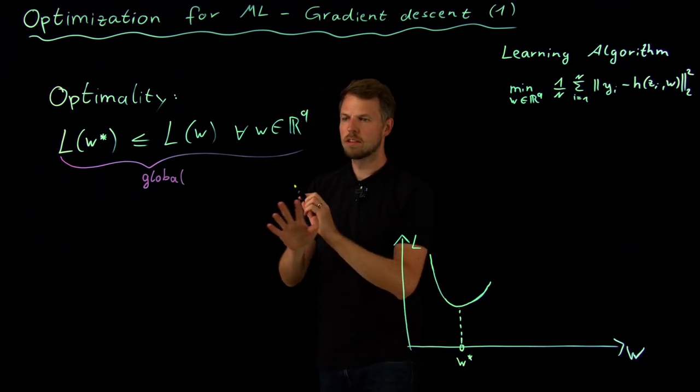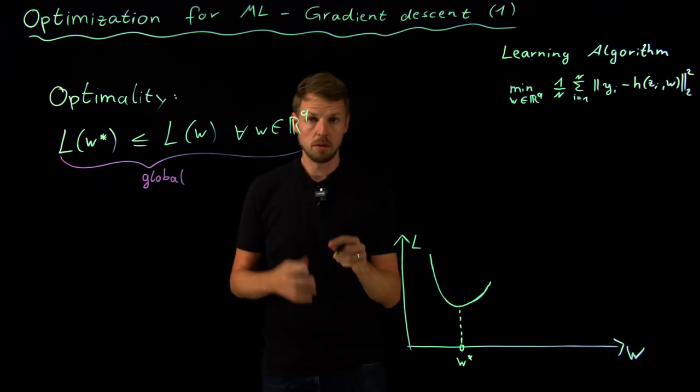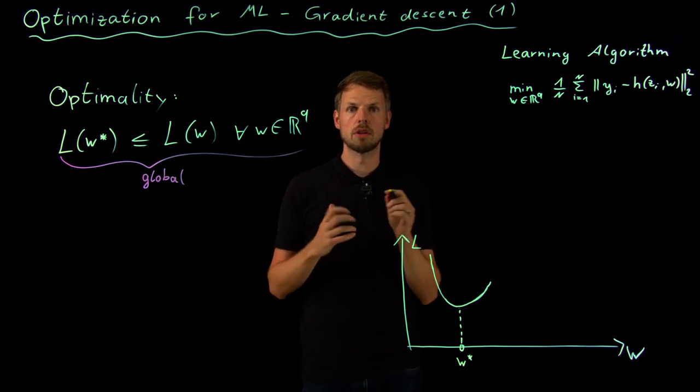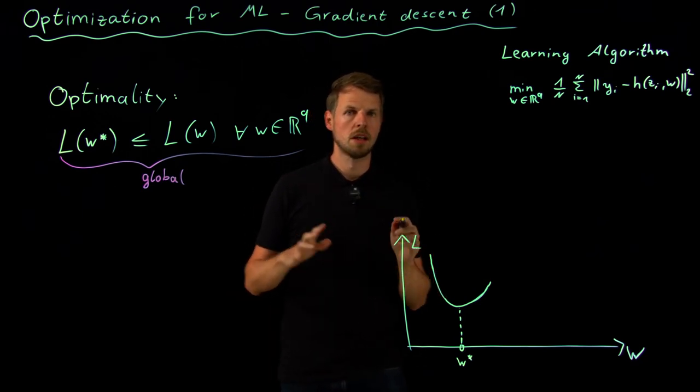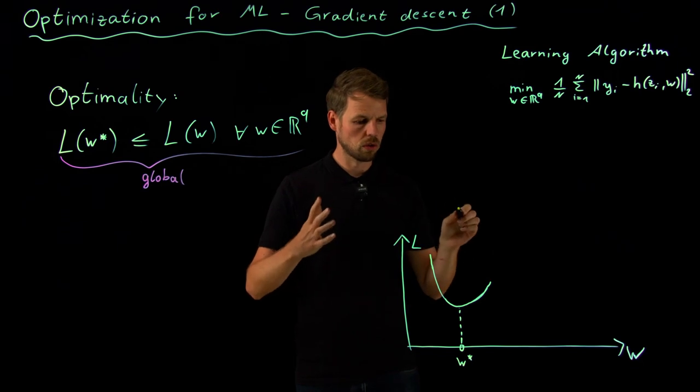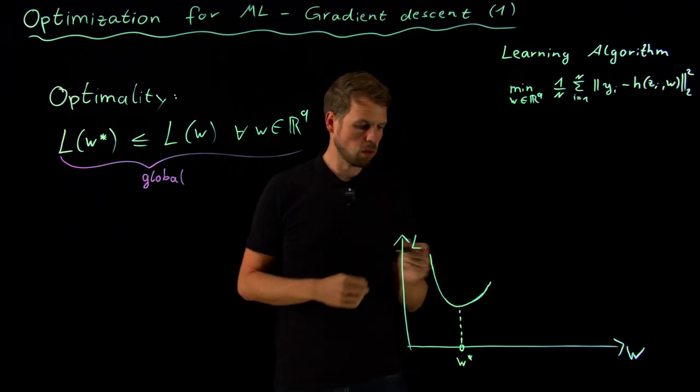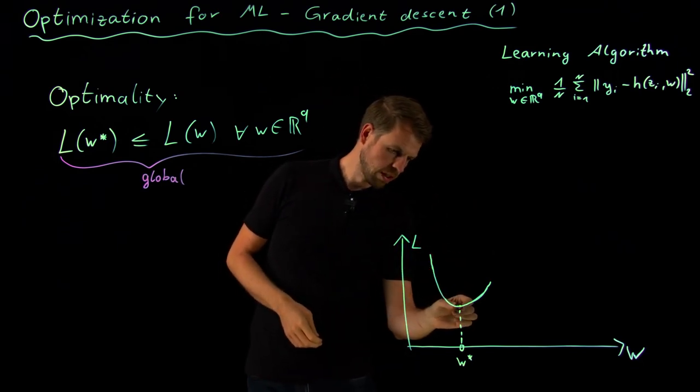And so now let's switch gears a little bit and consider, what is the criterion for a point to be a minimizer? Well, I guess you have seen this in other lectures, or maybe even in school, that what we're really interested in is this point.